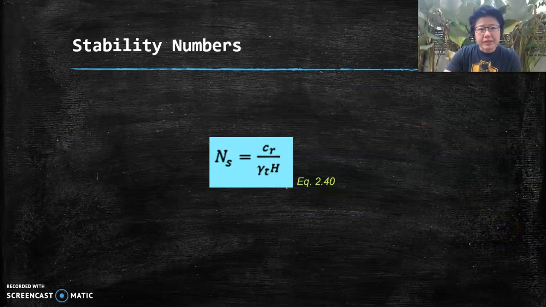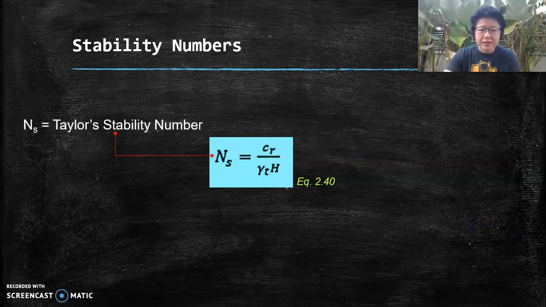The next method is the Taylor stability number. This is actually quite a simple approach to use, provided we understand how the chart is being used. So this is a formula. NS is simply the stability number.